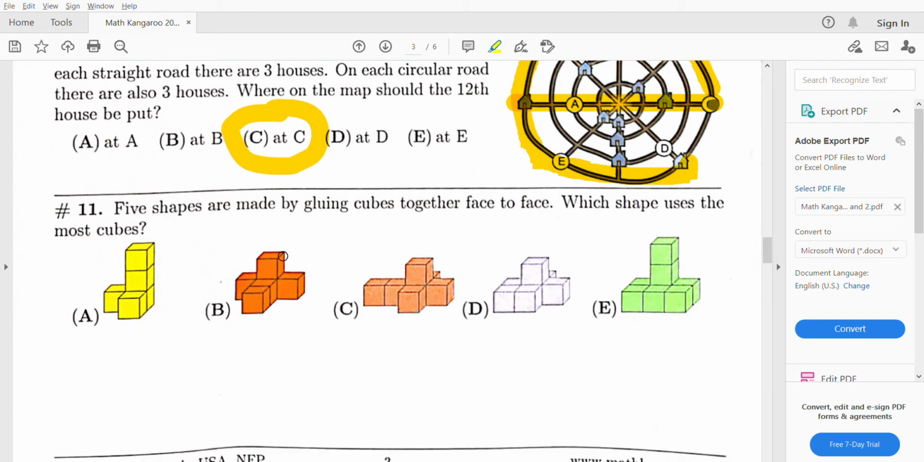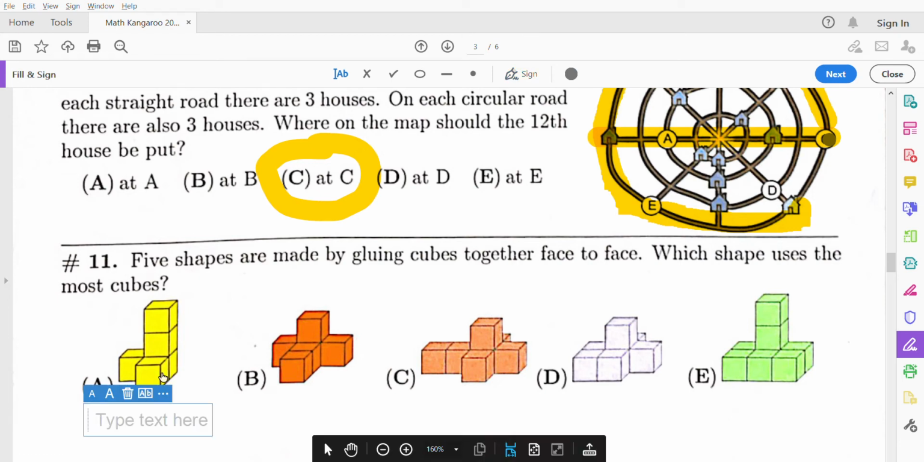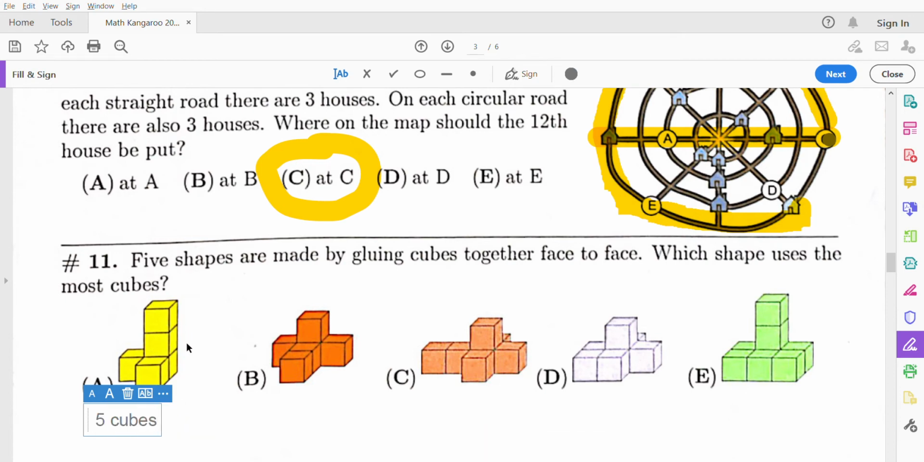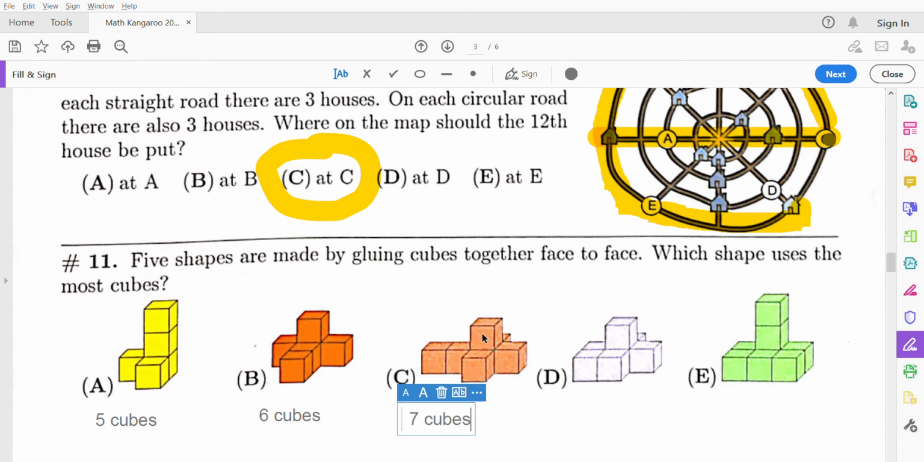On to number 11. 5 shapes are made by gluing cubes together face to face. Which shape uses the most cubes? Okay, let's see which shape uses the most cubes. This shape over here has 1, 2, 3, 4, 5 cubes. Now, this shape over here has 1, 2, 3, 4, 5, and then one under this, 6 cubes.